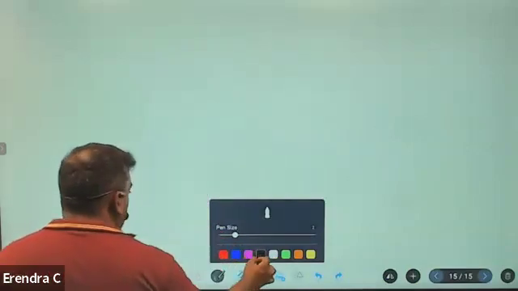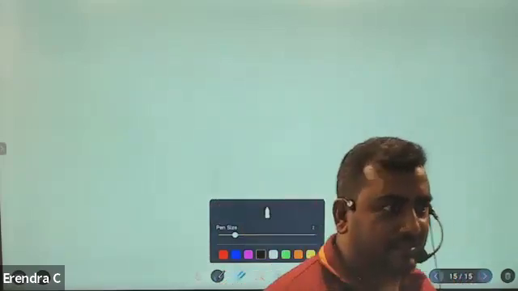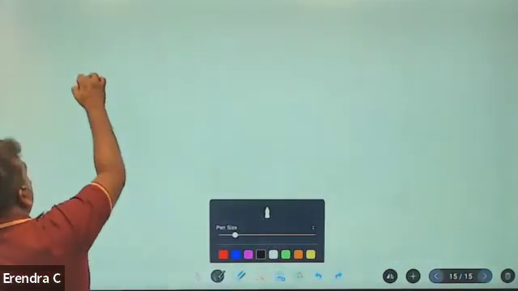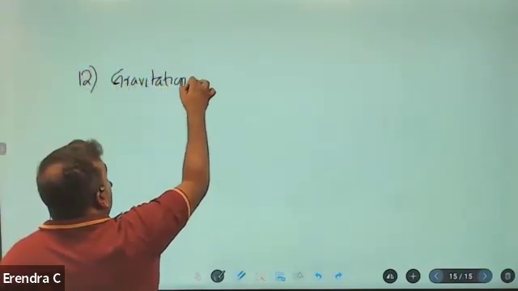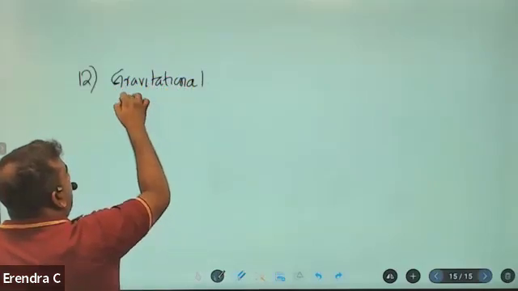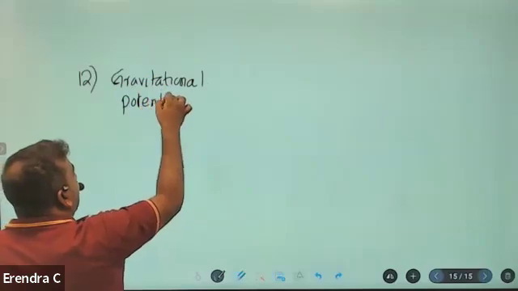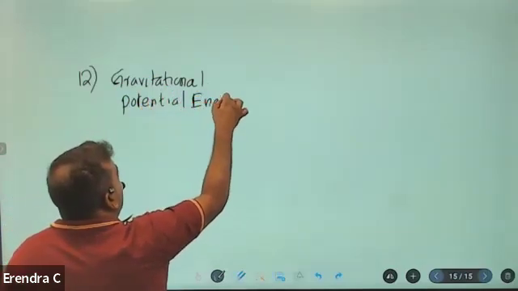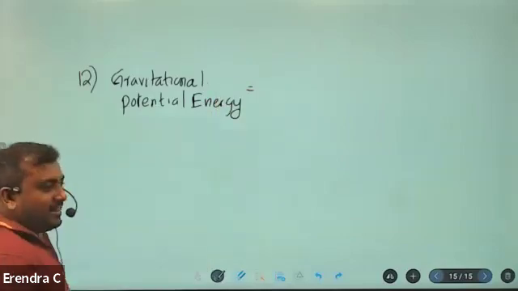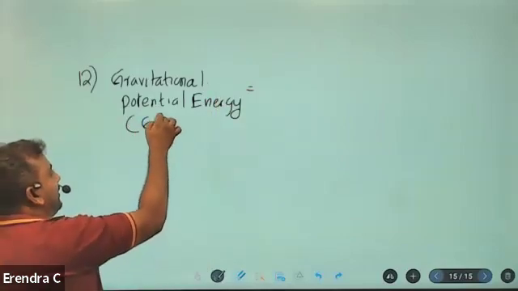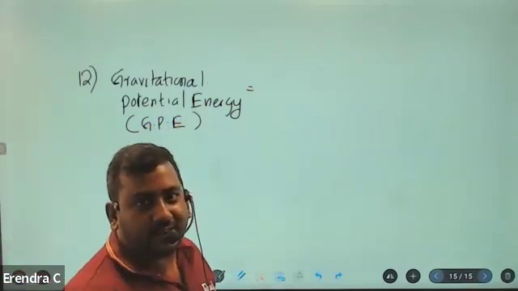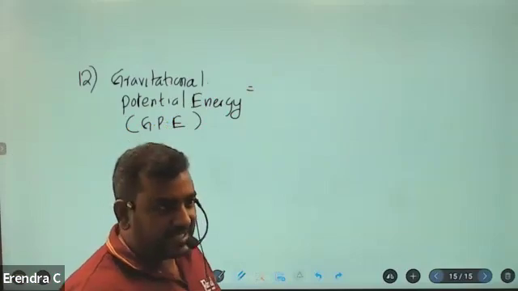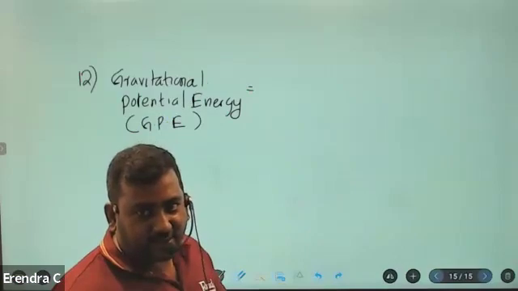12th one. I'm only using things that you know today. Next week, we'll put new things. Is it clear? 12th one. Gravitational potential energy, but acceleration will come here now. Short form GPE. What's the equation? mgh. Mass into acceleration due to gravity into height.